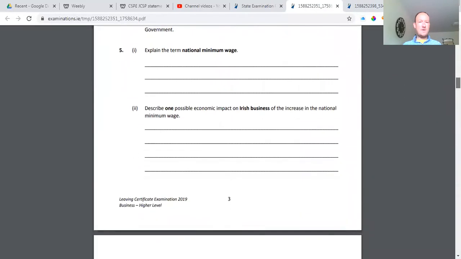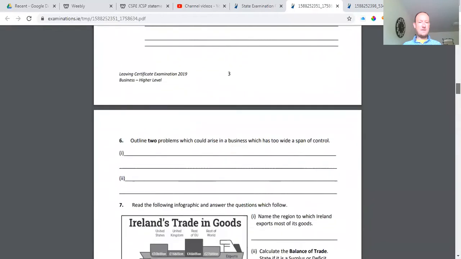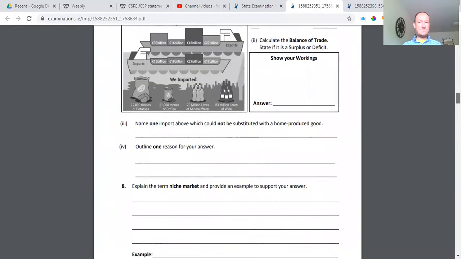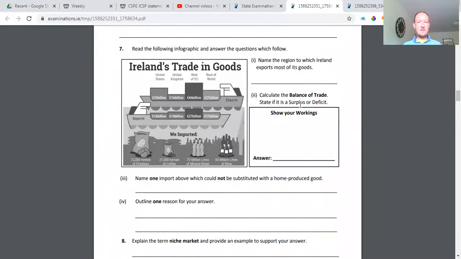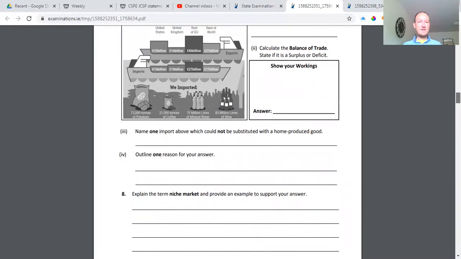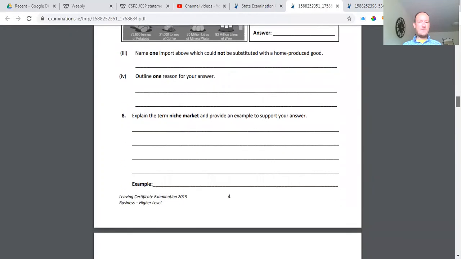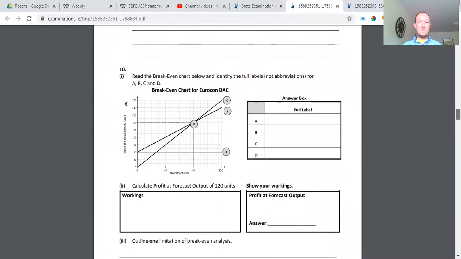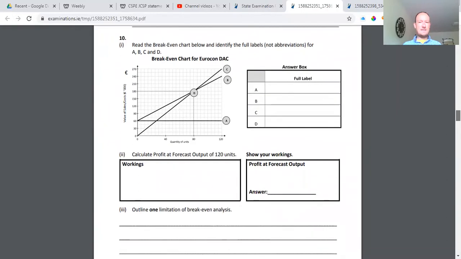Explain national minimum wage, describe one possible impact, outline 2 problems, Ireland's trading goods. That's a regular one there, where they ask you to do a little sum, a ratio, sometimes it can be, and other times it's maybe to calculate the balance of trade. Imports, niche marks. So as you can see, they try and give a range of questions from all the units in the book, as balanced as they can.